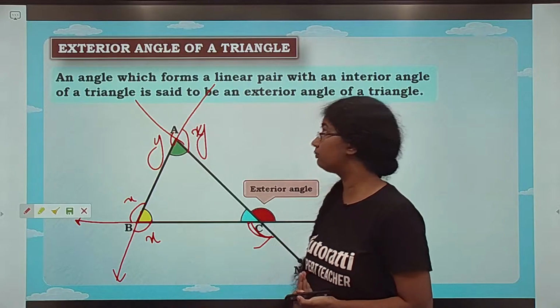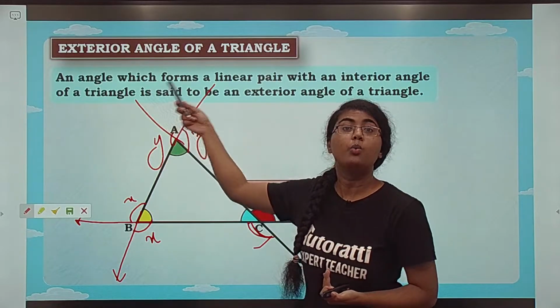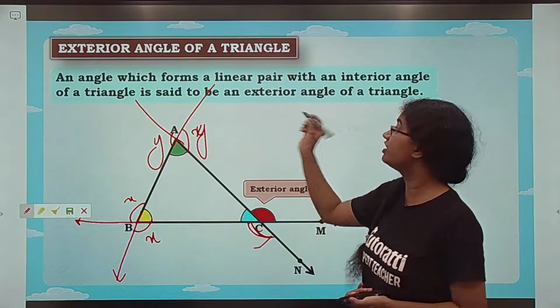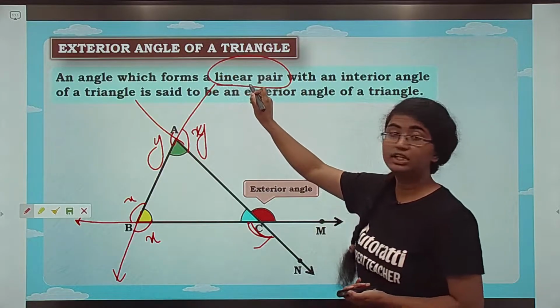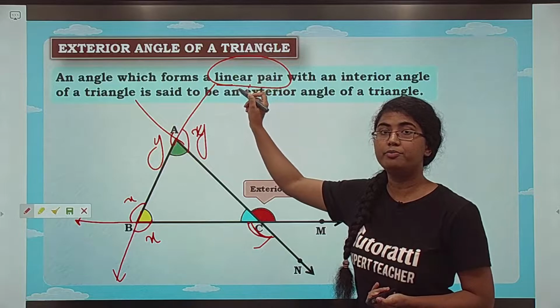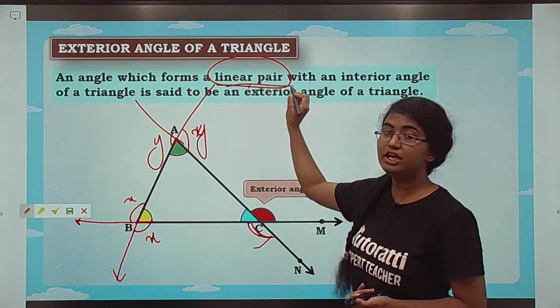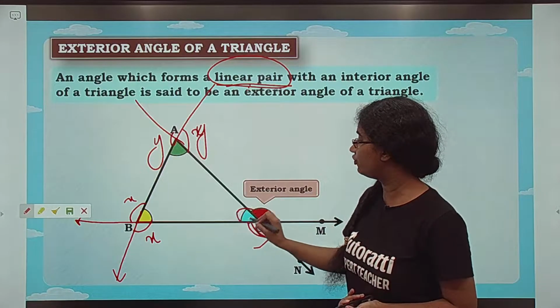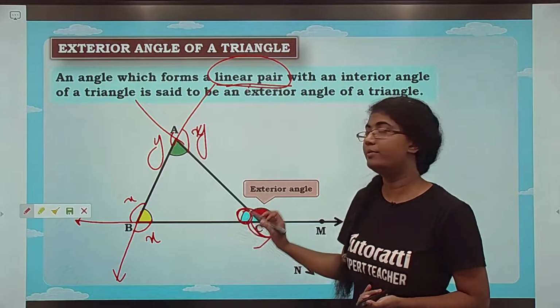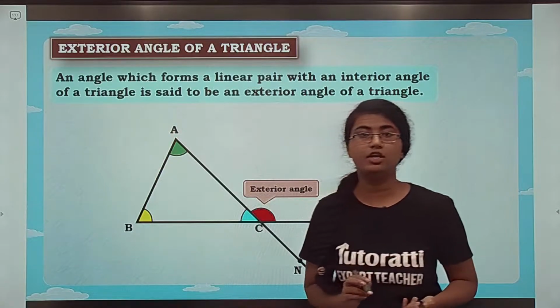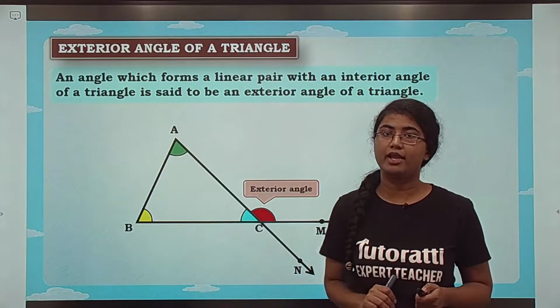Now, an angle which forms a linear pair with its interior angle. Understand this. Linear pair is going to be a very important property which we are going to use further in the sums. So, it forms a linear pair with one of the interior angles. So, this is known as an exterior angle.